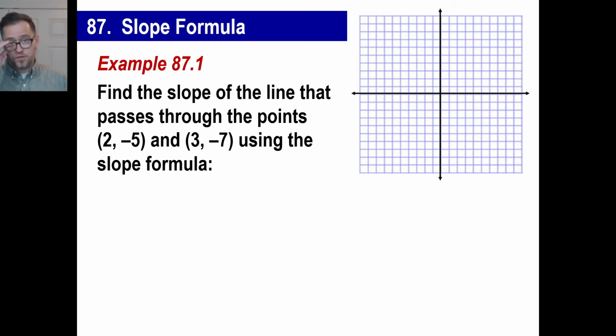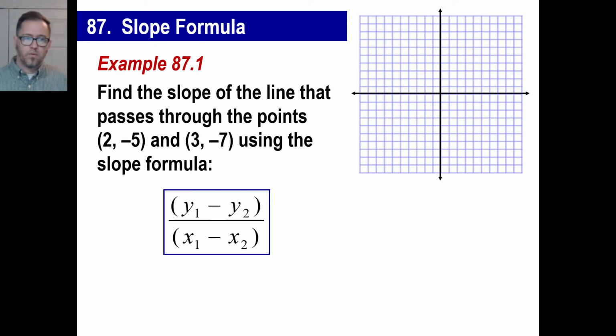Let's use this slope formula. This is the slope formula. You want to write this down if you don't have it already. We're going to find the slope of the line that passes through the same 2 points we just did a second ago, and we're going to use the slope formula. You're going to take y sub 1 minus y sub 2 and divide it by x sub 1 minus x sub 2. Sometimes I will call this the difference of the y's over the difference of the x's.